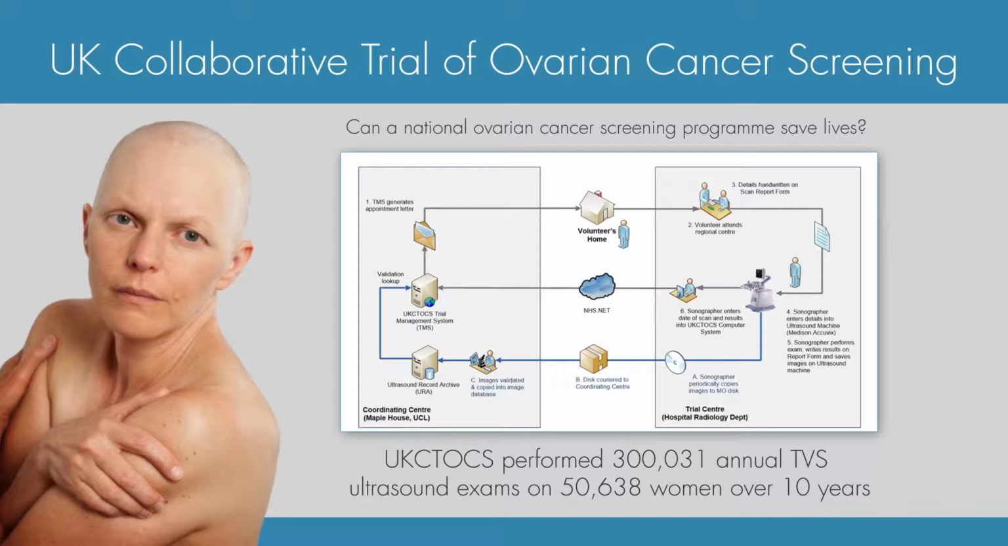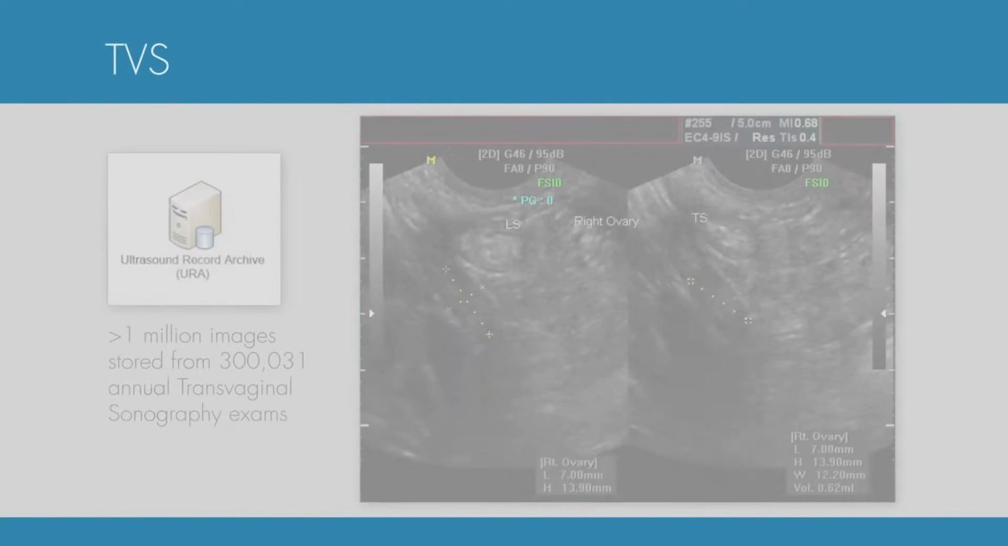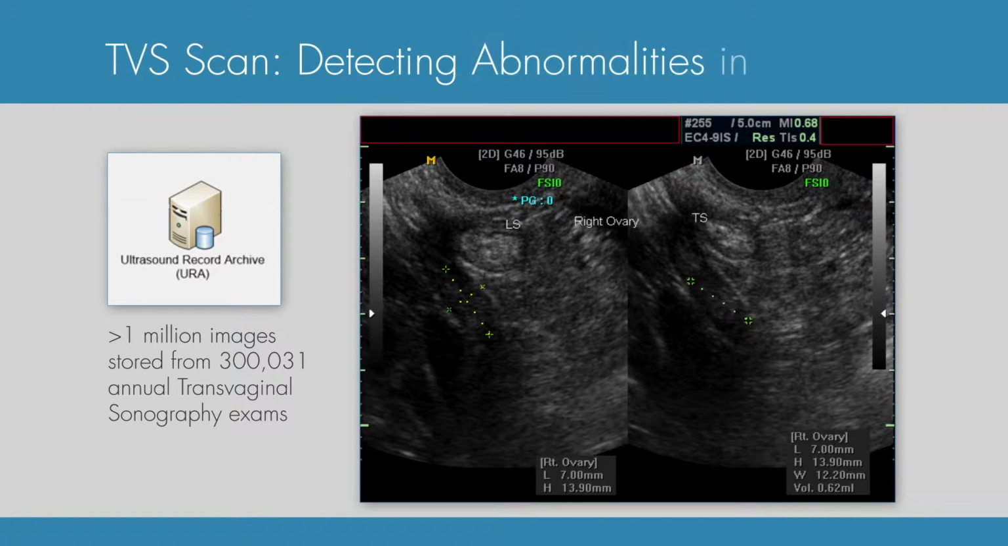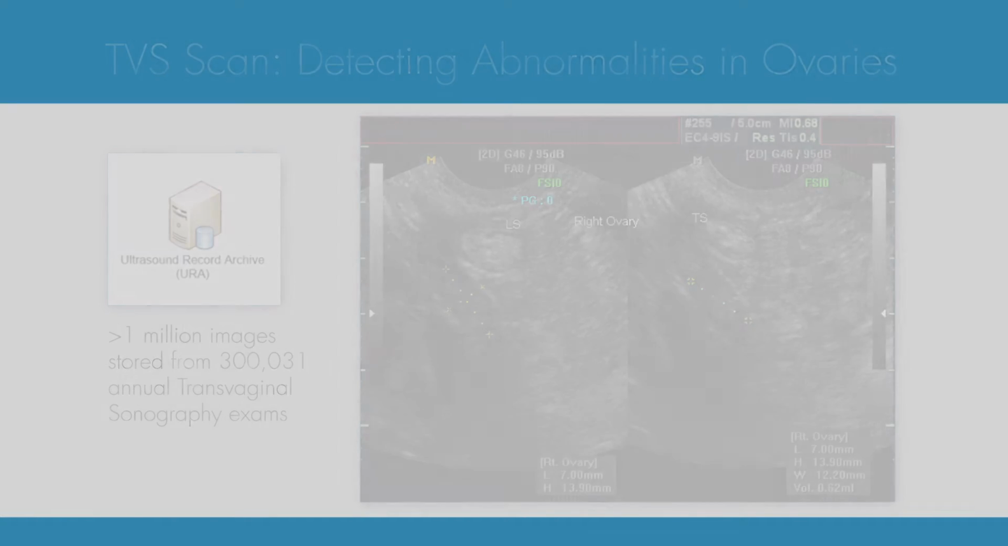Since 2001, the UK Collaborative Trial of Ovarian Cancer Screening, UKCTOCS, has performed 336,000 ultrasound examinations on more than 50,000 women. The results of these examinations have been stored to create a unique archive of more than 1 million images. Researchers at UCL are hoping to gain a better insight into the management of ovarian cancer by using advanced software tools to analyse this archive.